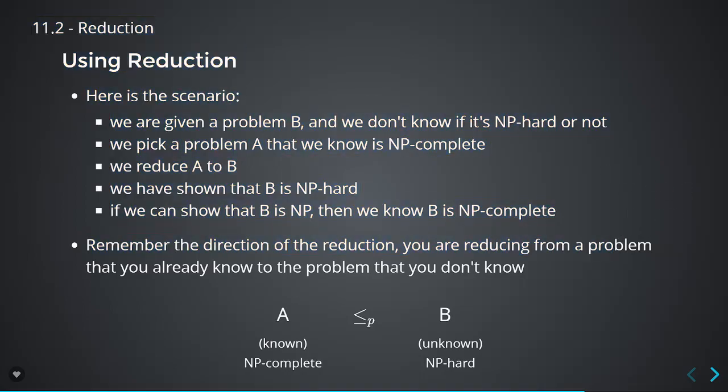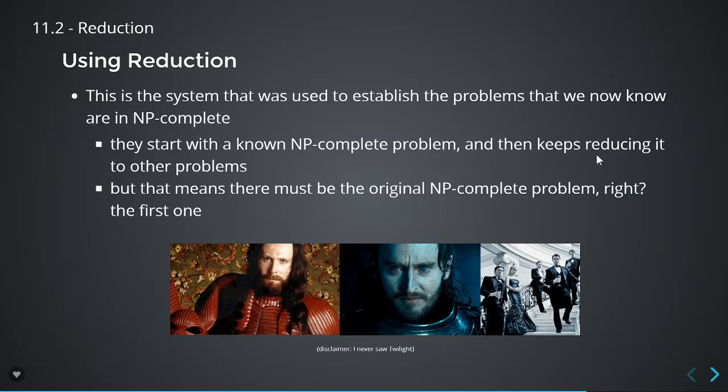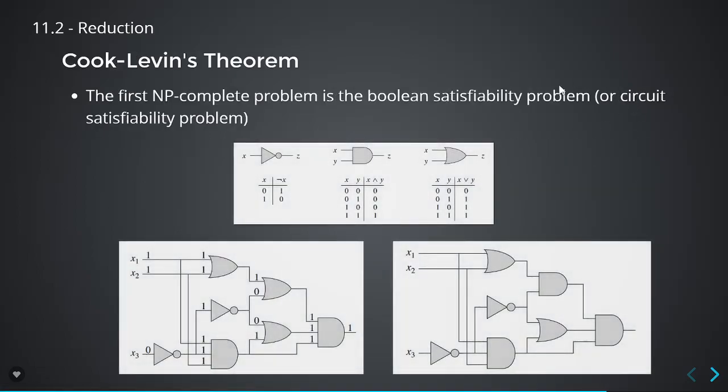Now, what you might be thinking is, if I want to show that something is NP-complete, then I need something else which is also NP-complete, right? Because if I don't know if B is NP-complete or not, I have to find an A which is NP-complete and then reduce it to B. It's almost like you transfer this property from problem to problem. So the question is, there must be an original problem, right? There must be the first NP-complete problem. So what is it? Well, this is the famous Cook-Levin theorem, which establishes the first NP-complete problem that we know. And the problem is the Boolean satisfiability problem, or the circuit satisfiability.